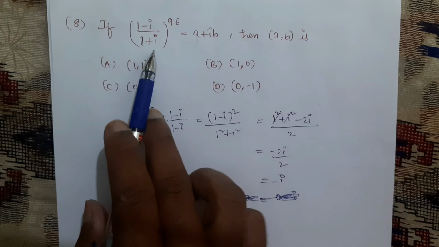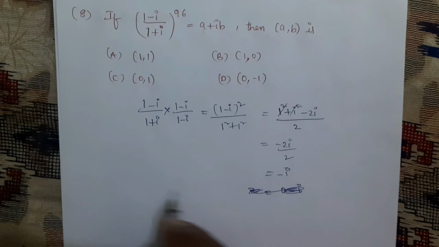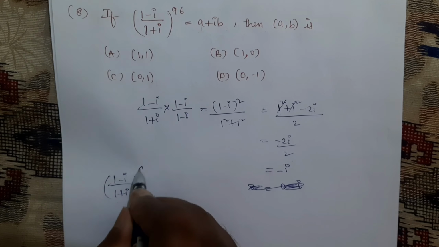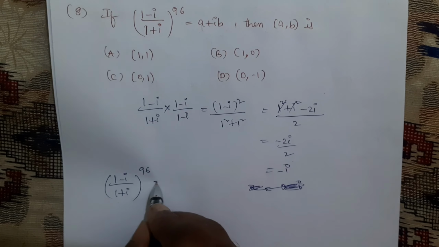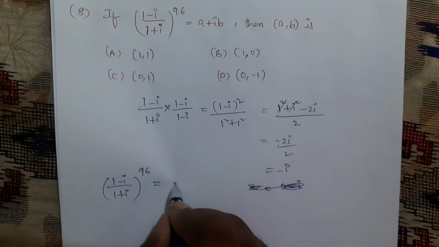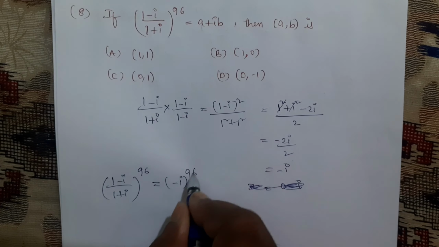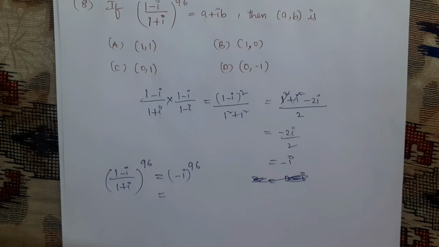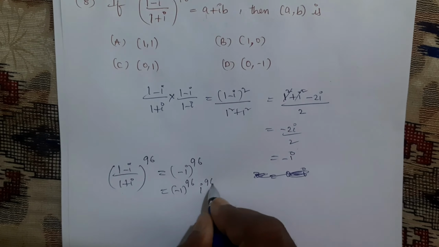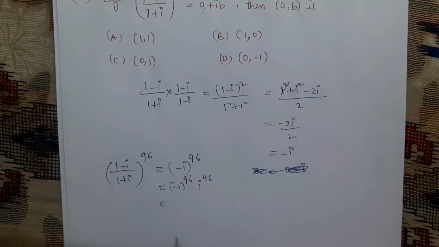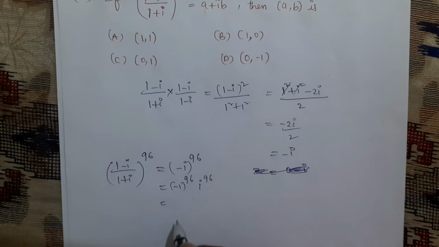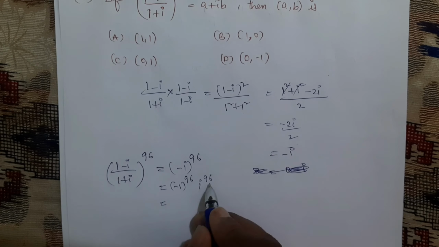But here what we have? Power 96 we have. So (1 minus i by 1 plus i) to the power 96. Okay, this one we got, which is minus i, right? So this one we will write as (minus i) power 96. So minus first, I will bring outside, it will become (minus 1) power 96 into i power 96. Okay, minus 1 power 96. A negative to an even power is positive only. Okay, next i power 96.